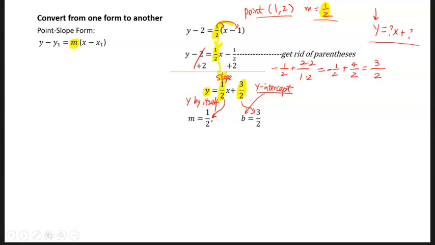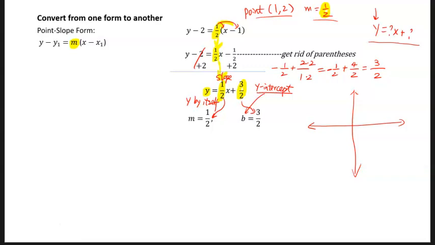So the y-intercept is b, and that's 3/2. Okay, so what is a y-intercept? If we go back to the topic we had before when we graph lines, this is a line, and if we want to graph the line, we need to pick a few points.